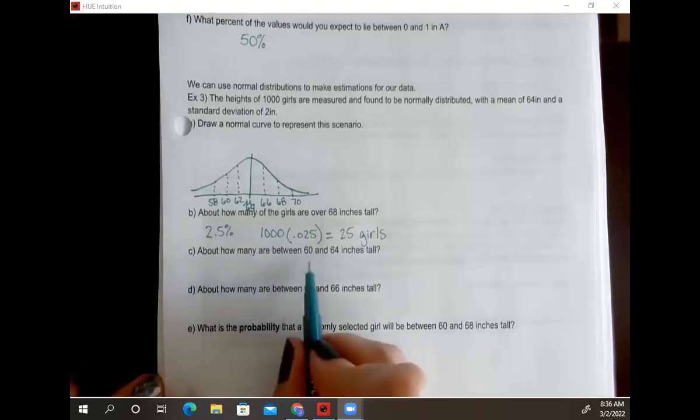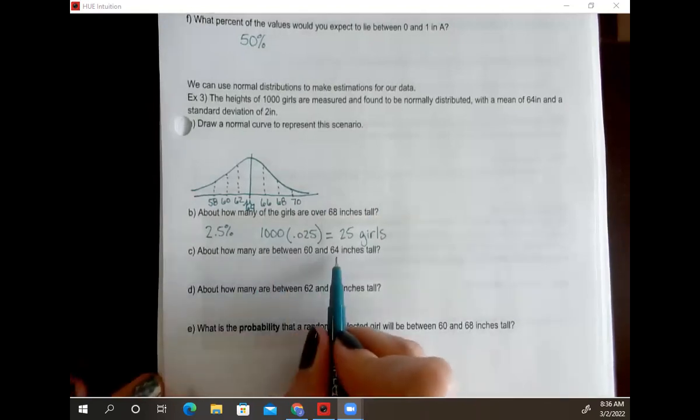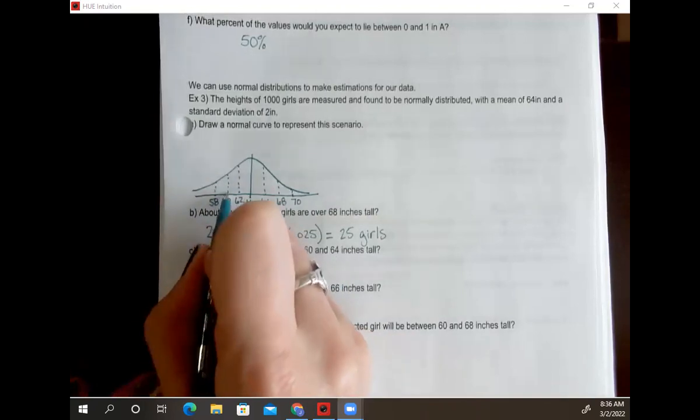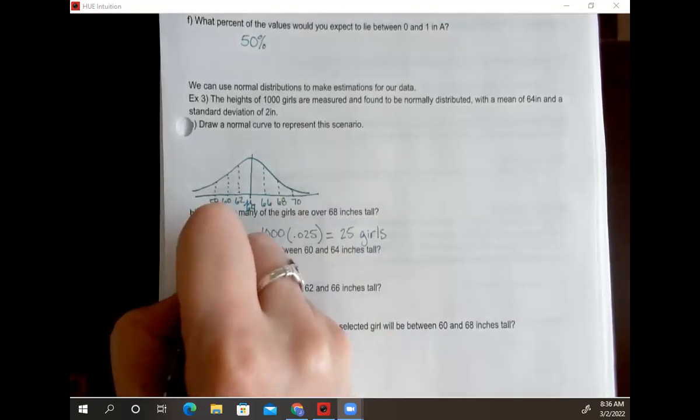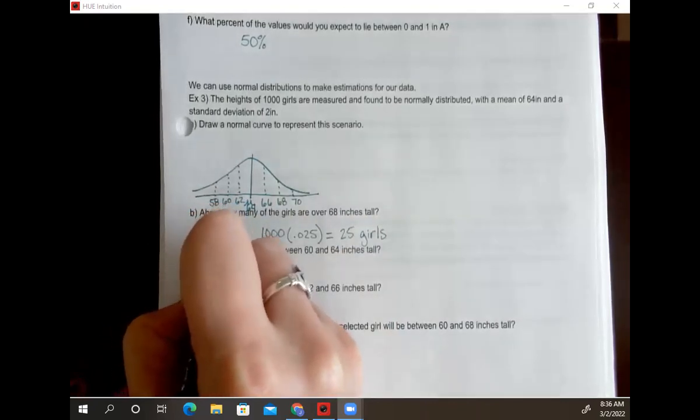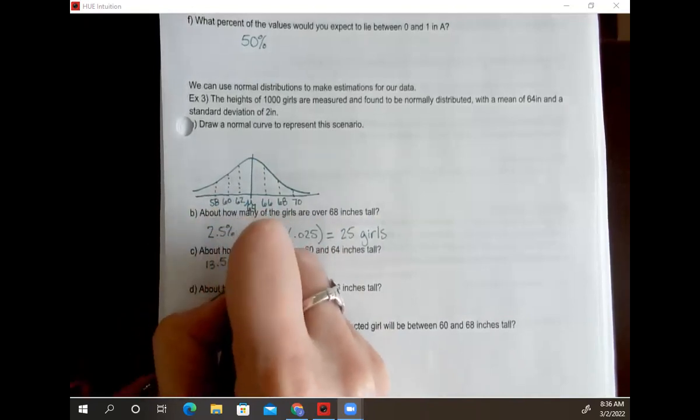Part C, how many would I expect to be between 60 and 64 inches tall? So 60 is here, and then 64 is my mean. So 1 and 2 standard deviations below. This would be 13.5% for this chunk here, plus 34% for this chunk here, 1 standard deviation below. So that would give me a combined 47.5% I would expect to be between here and here.